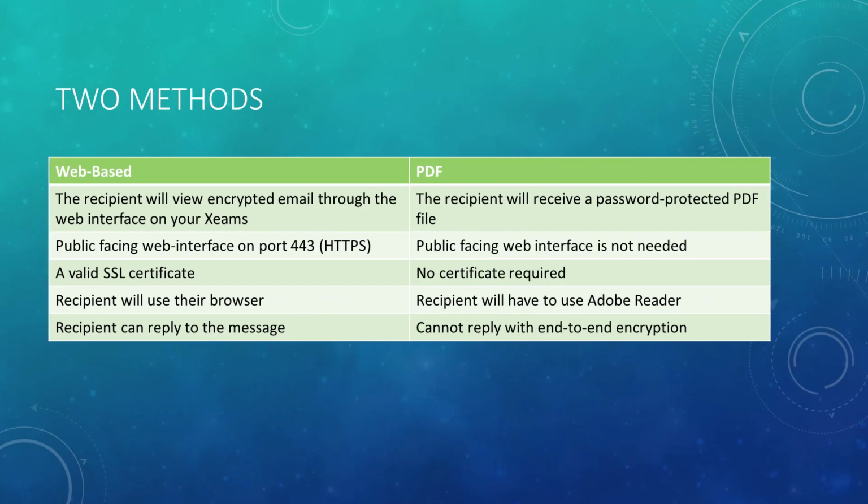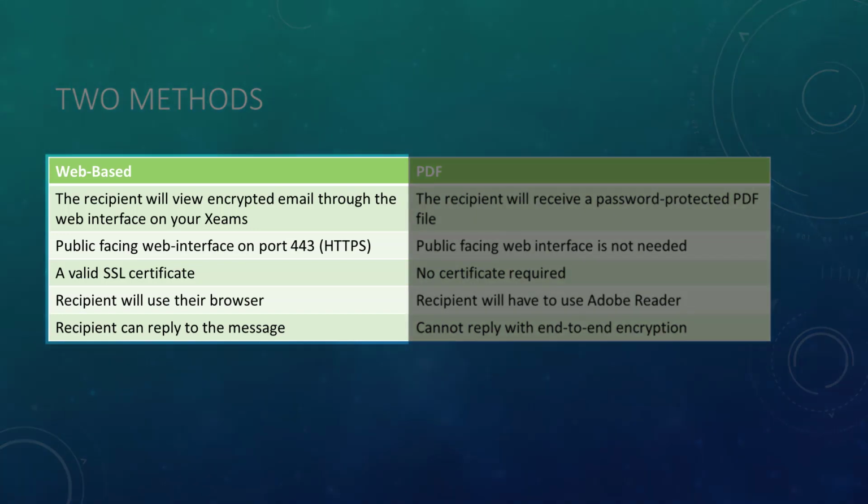There are two ways to send an encrypted email. This table talks about these methods and their benefits. When utilizing the web-based solution, the recipient of the encrypted message must sign into your Xeams web interface to access their messages. They can also compose a quick reply if necessary.